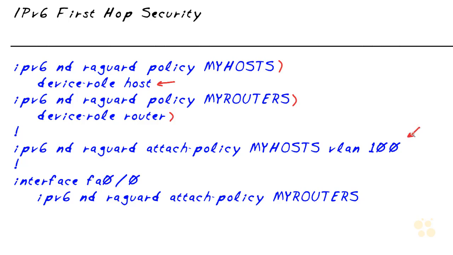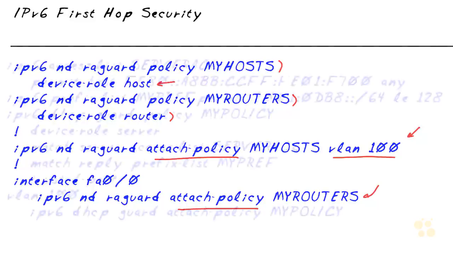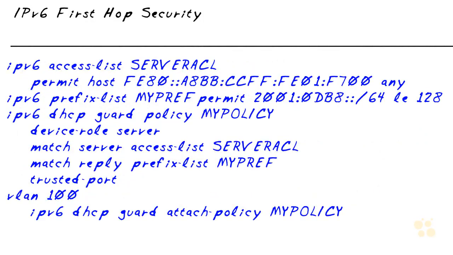Here, I demonstrate taking the My Hosts and applying it to all of the participating interfaces in VLAN 100. It's that easy with the attach policy command. Or we can go under an interface and use the attach policy keyword in order to assign the My Routers policy just to a specific interface. And you're going to see, regardless of what specific security feature we're implementing, we do it with policy with IPv6.